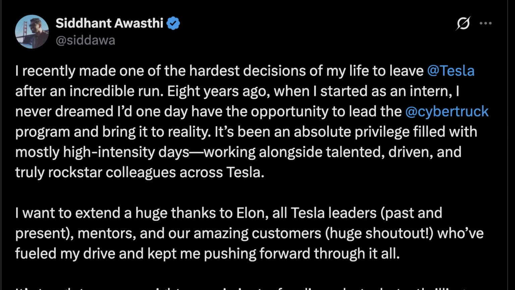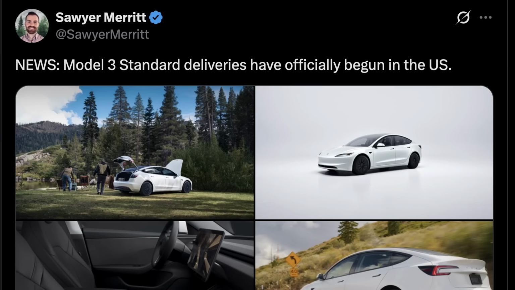As we always say, 8 years at Tesla is like 16 plus years at most other companies, and you can speculate on what's going on all you want, but we've learned year after year the ball keeps rolling at Tesla no matter who leaves. Sawyer shared Model 3 standard deliveries have officially started in the US.